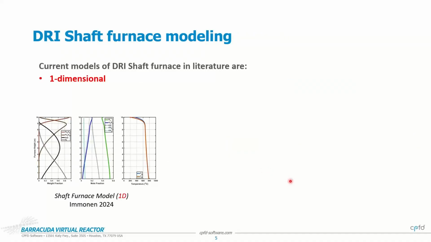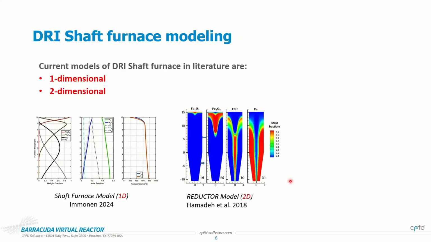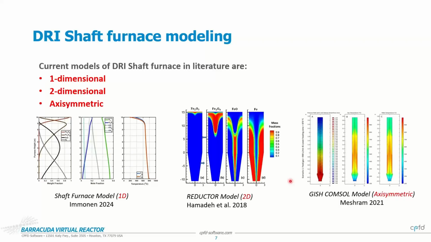So there are a number of models available in literature for direct reduced iron shaft furnaces. These all provide their own insights. They are one-dimensional in this case, two-dimensional, or they assume axisymmetry. So these do provide insight into the operation of this system, but in this model, we build upon this work, extending it into a three-dimensional domain.